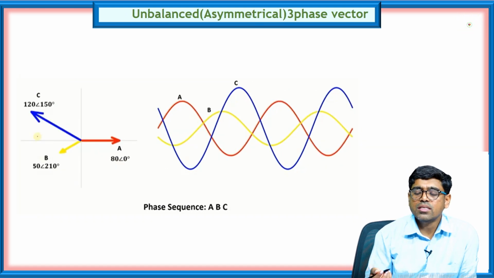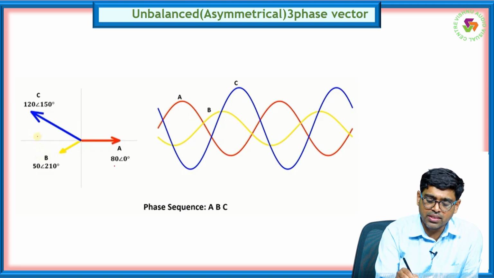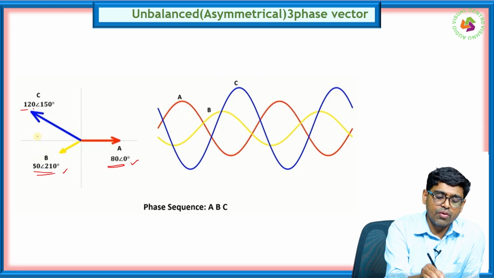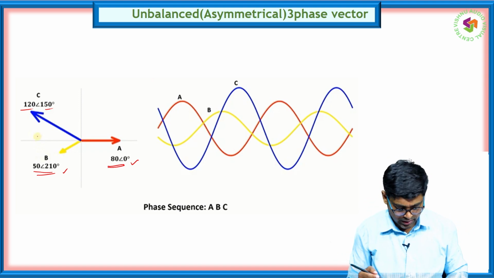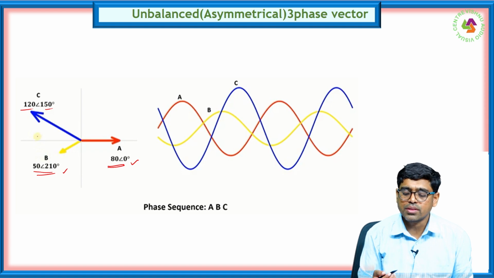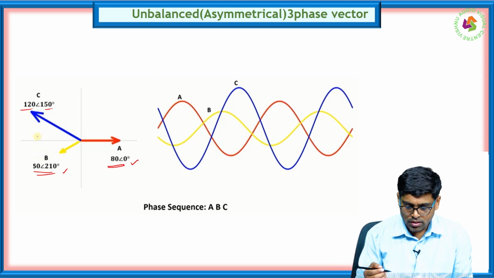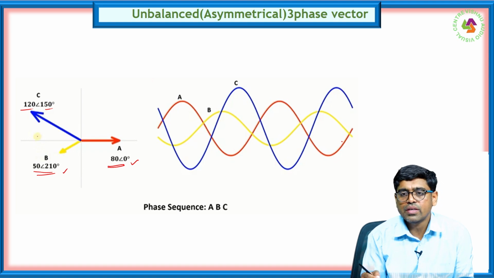And we can say unbalanced systems. An unbalanced system means it does not have equal magnitudes. You can see here 80 at an angle 0, 50 at an angle 210, and 120 at an angle 150. It has different magnitudes and phase angles, so we can say the system becomes unbalanced. In the unbalanced case, the A phase is like this, and the B phase has a lesser magnitude, and the C phase is at 150 degrees, so the magnitude is higher in the C phase. We are taking the phase sequence as ABC.